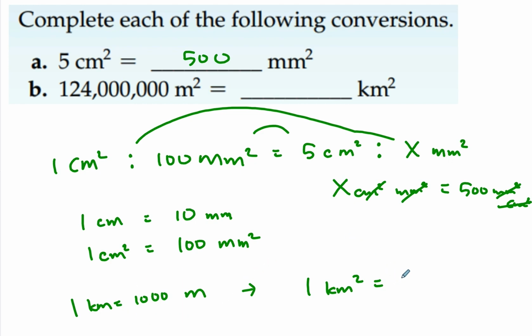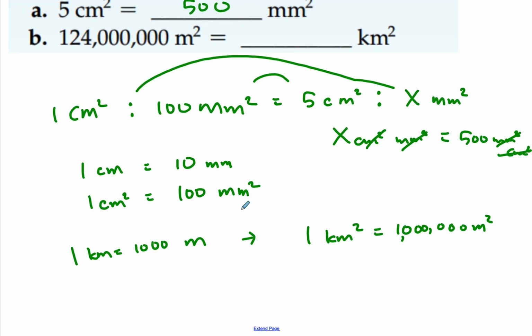1,000 times 1,000, that's 1 million, right? 1 million square meter. Then you can set up a proportion, and you are given 124 million. So we can set up 1 square kilometer to 1 million meter squared is equal to what is given to you first, square meter, which is letter 1.